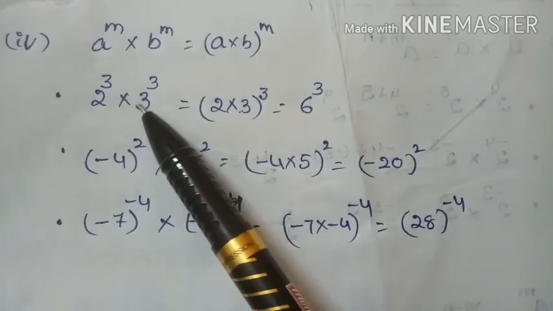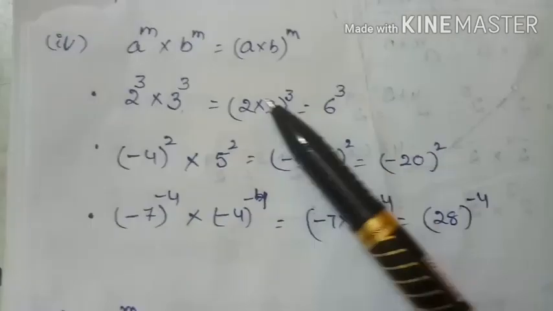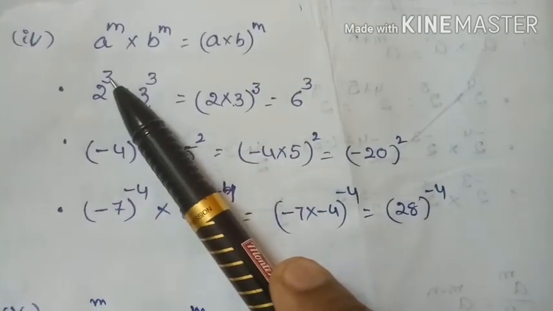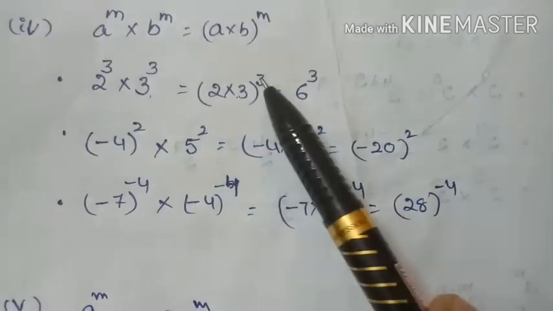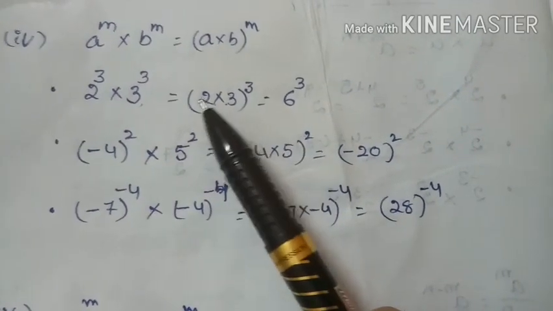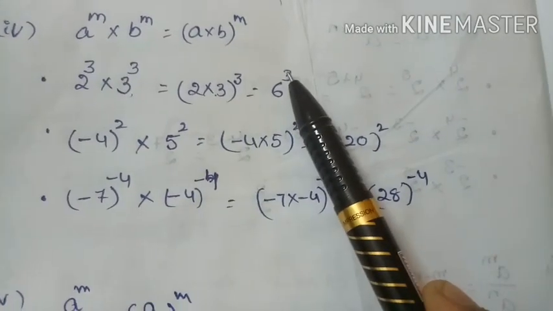So 2 into 3 whole to the power of, what is the power? What is the exponent? 3. Keep it that. That means 2 3s are 6 whole to the power of 3.